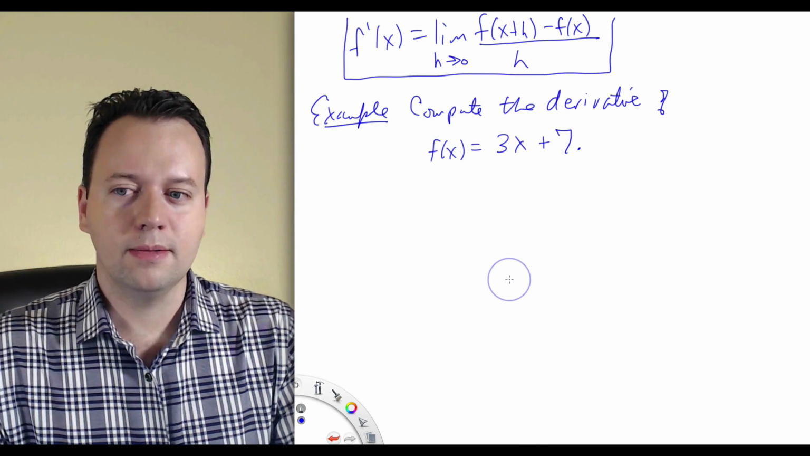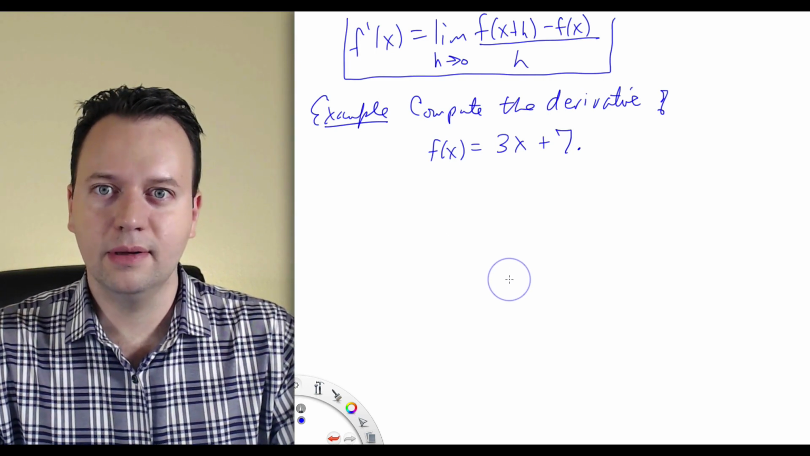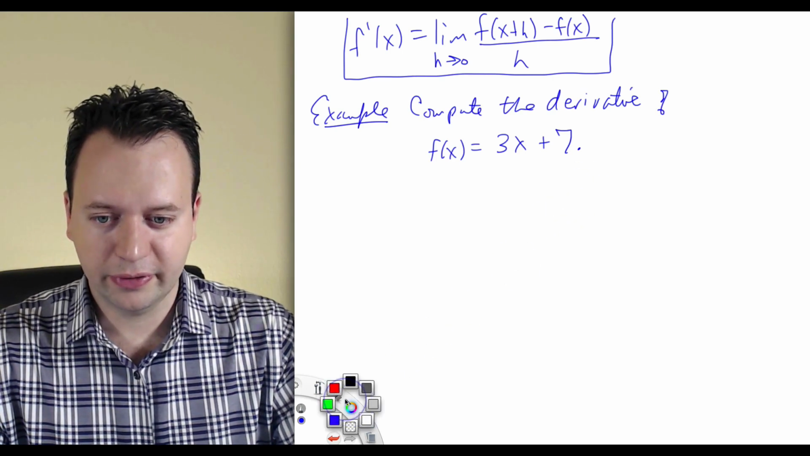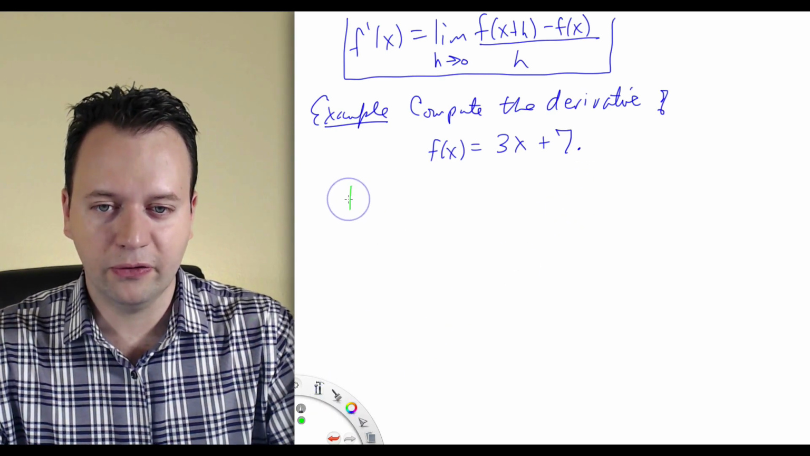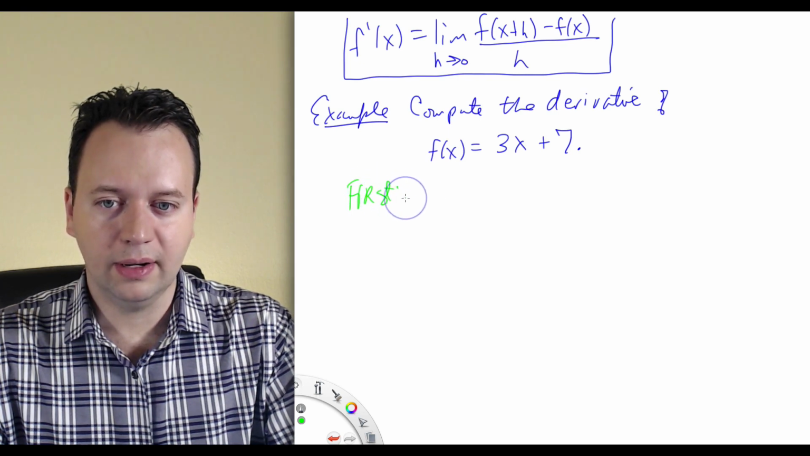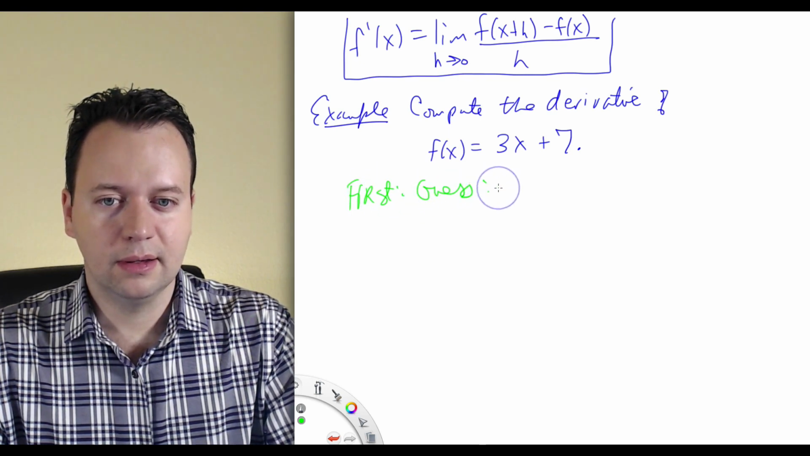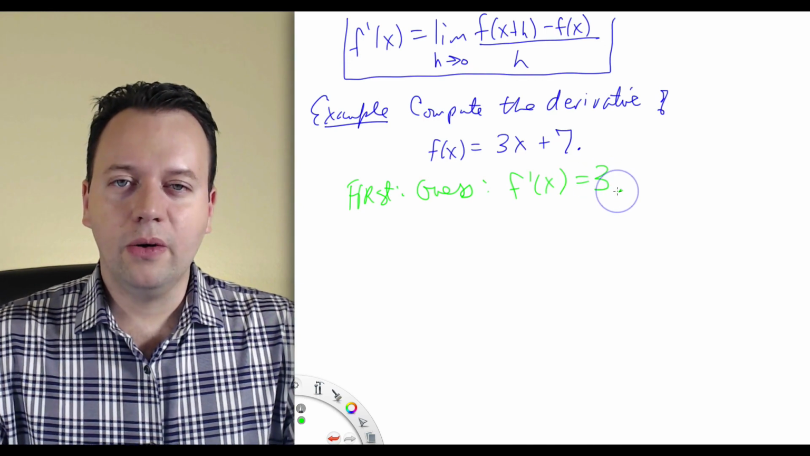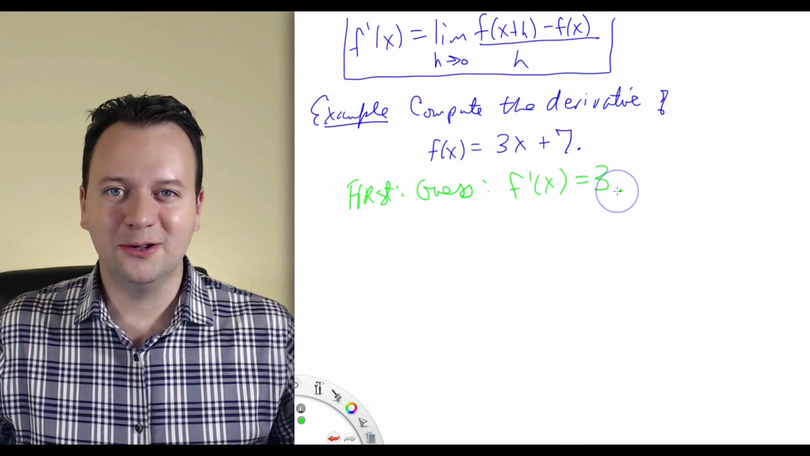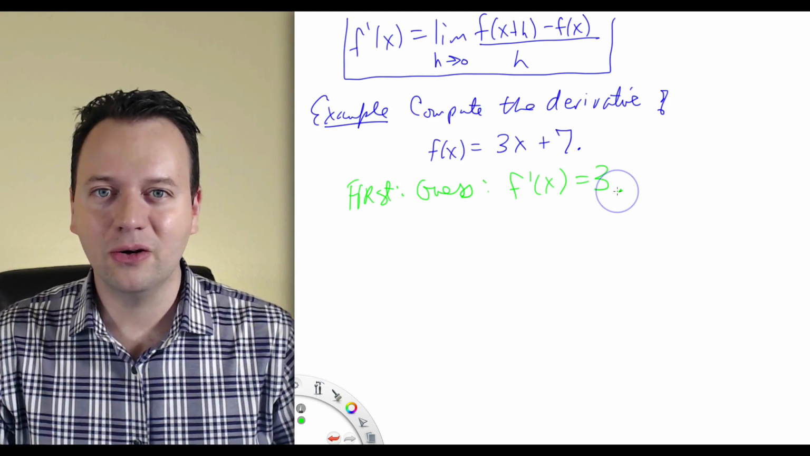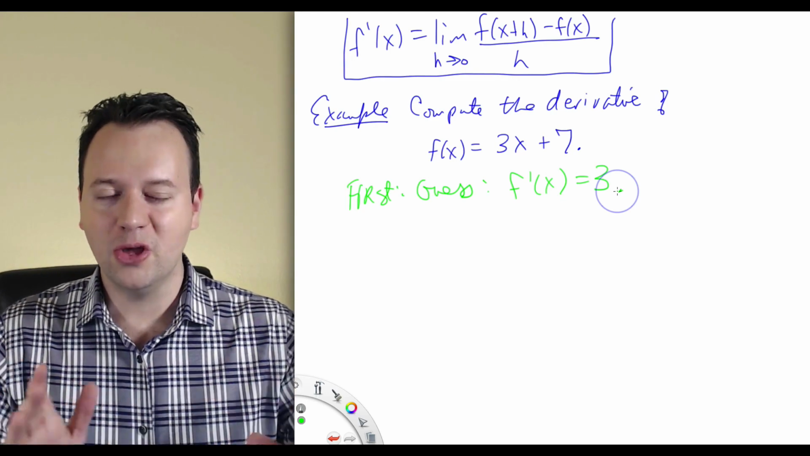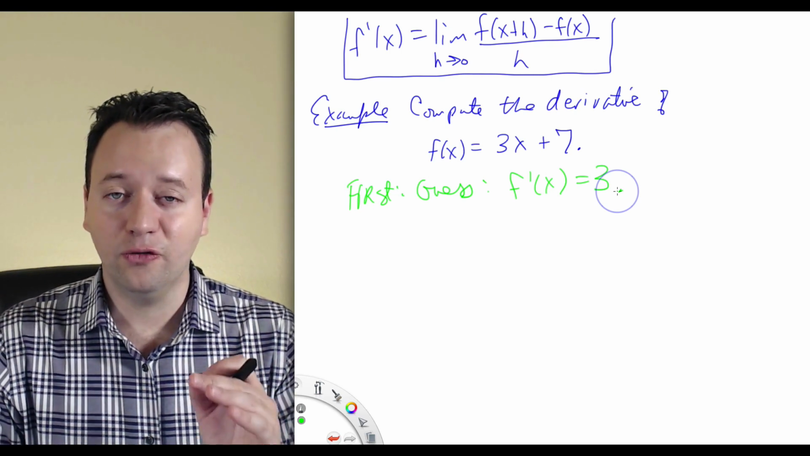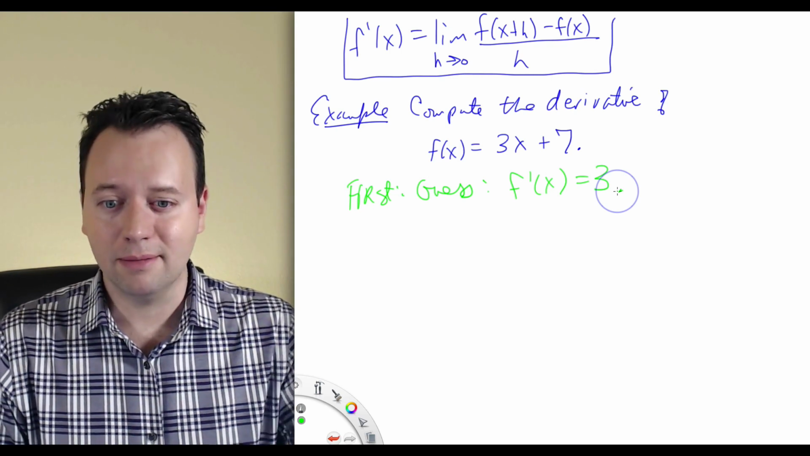So first of all, I'm going to tell you that the answer is 3. So first, our guess is f prime of x is equal to 3. Now, I didn't use any magic to figure this out, and I didn't use any knowledge beyond what you have right now. I figured this out because the function that we're looking at is a line.